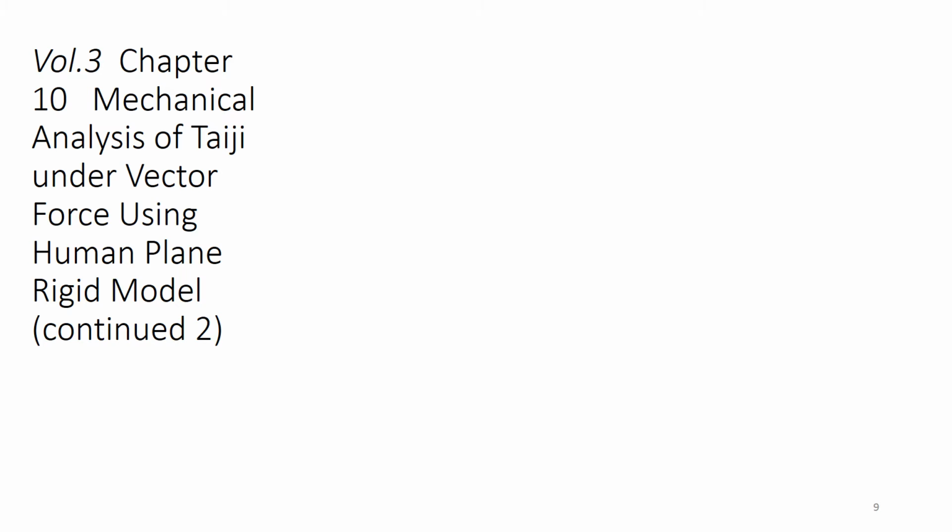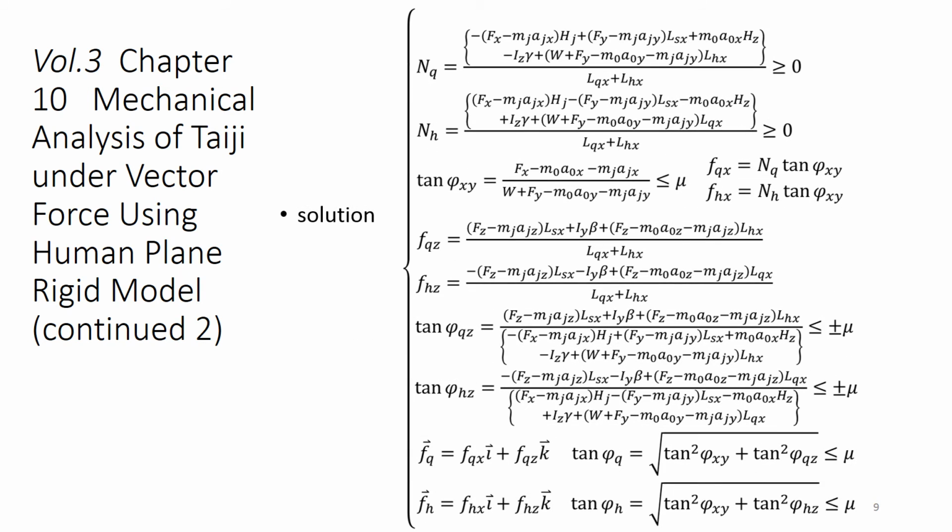Chapter 10. Mechanical analysis of Taiji under vector force using human plane rigid model. Continued 2. Solution. Normal force equations for both feet. Friction force equations for both feet. Tangents of angular line of force for both feet.